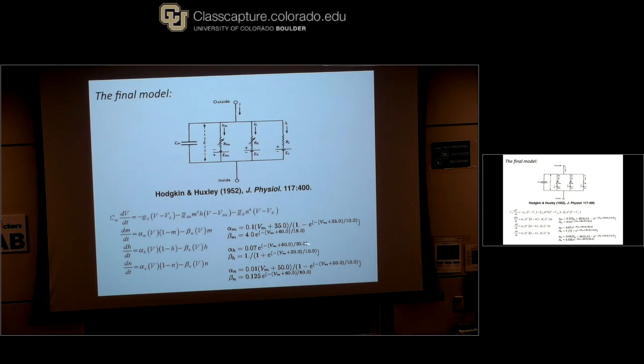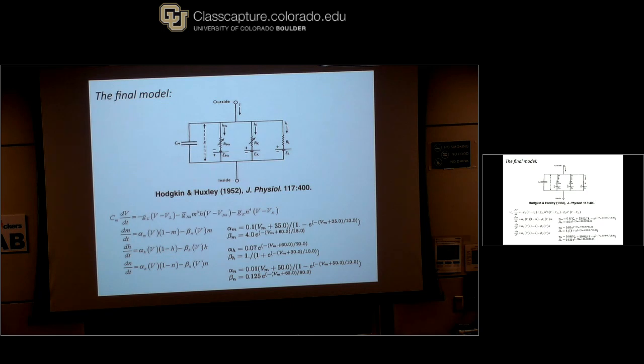When they published and got the Nobel Prize for the technique that they used to figure all this out, they had to fit all of these little parameters. And they didn't have big computational machines to do this. There was a lot of trial and error.